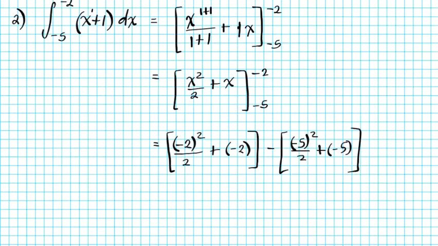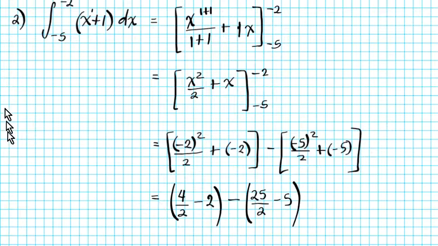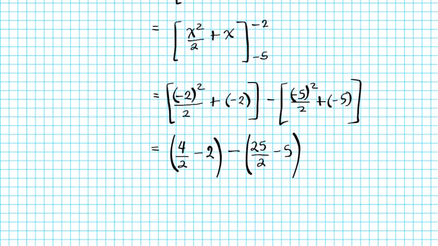Now, using our order of operations, we're going to simplify these two quantities here. -2 squared is 4, so we have 4 over 2 minus 2. This minus, here we have 25 over 2 minus 5. Don't forget your parentheses because you have a minus operation there.